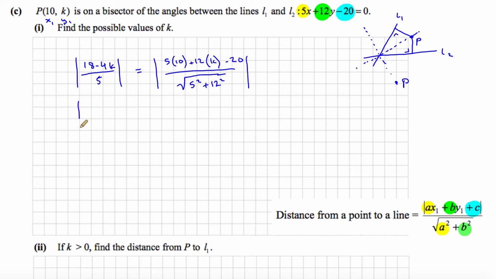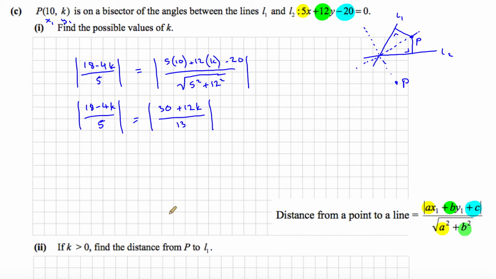Okay, so moving on then, we've still got 18 minus 4k all over 5 on the left, equal to 5 tens is 50. That 50 minus the 20 gives us 30. Plus 12 by k is 12k. All over the square root of 5 squared plus 12 squared. Do this in your calculator. That gives you 13. So there we have it.